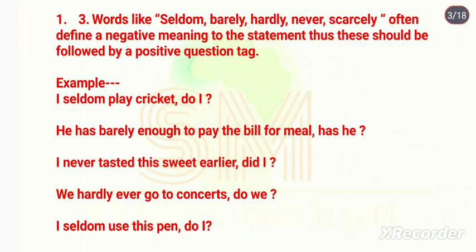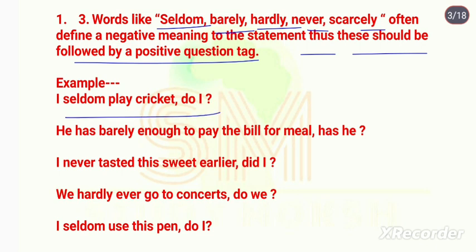rule 3. There are certain words like seldom, barely, hardly, never, scarcely, and all these words often give a negative meaning to the statement. Thus this statement should be followed by a positive question tag. Automatically they define a negative sense. So for a negative statement the question tag has to be positive. Let's see examples. I seldom play cricket, do I? Seldom means, like we can take in Hindi, मुश्किल से, मैं मुश्किल से क्रिकेट खेलता हूँ, डू आई, क्या मैं खेलता हूँ?